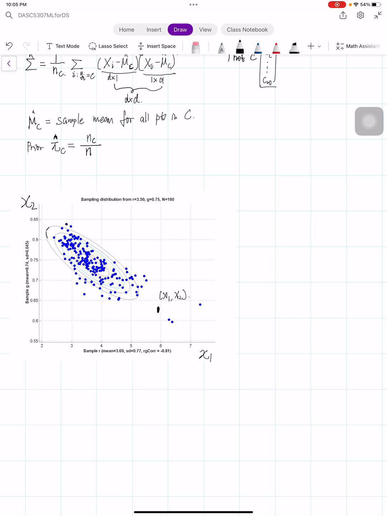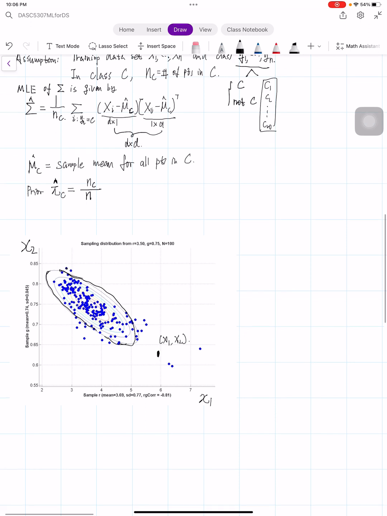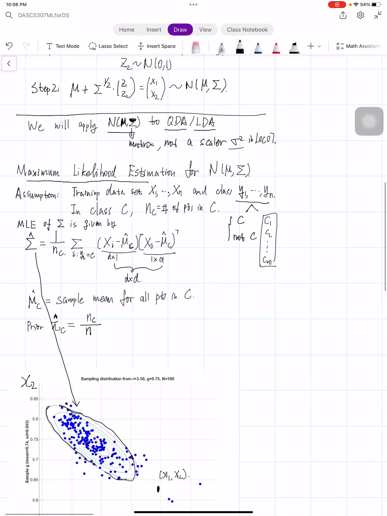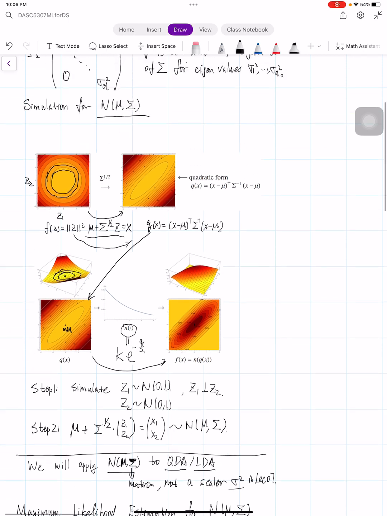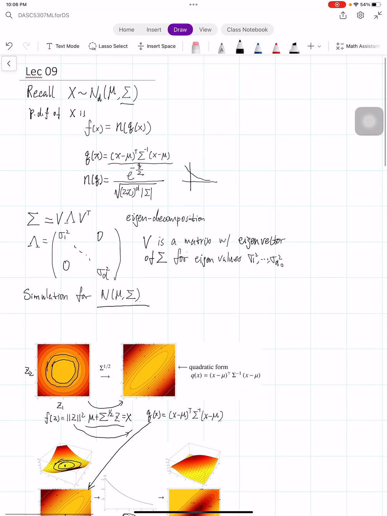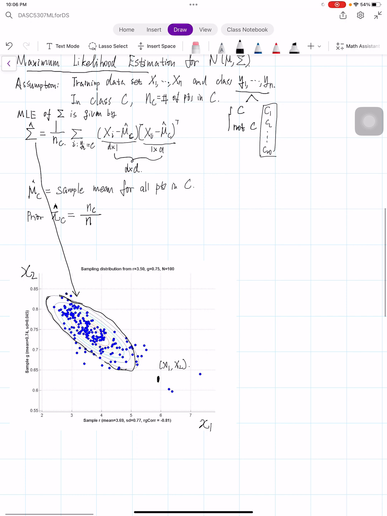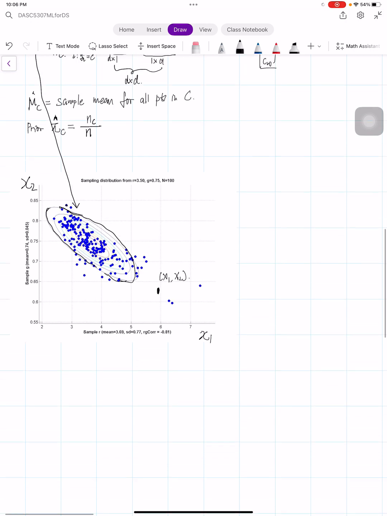So how do we find this best fitting contour plot? We are actually applying the MLE here. This contour plot is given by this normal density with sigma and mu estimated this way.